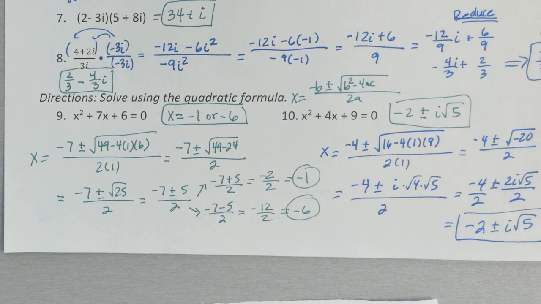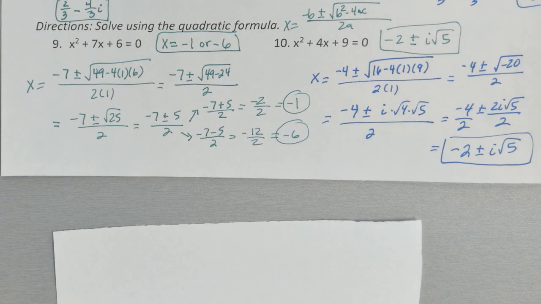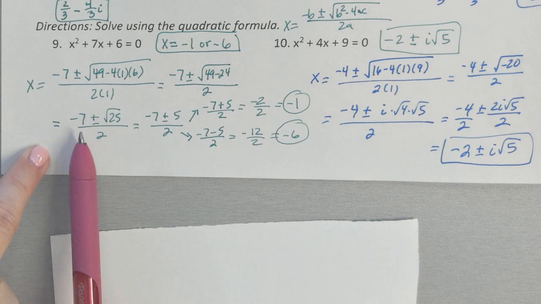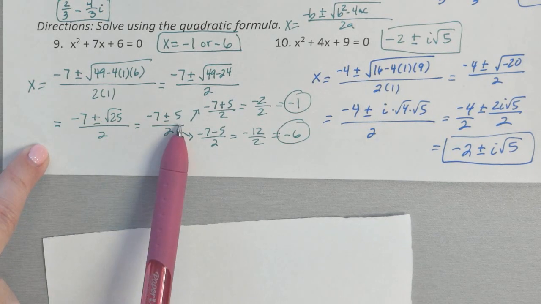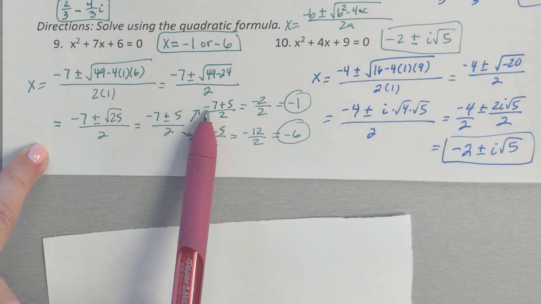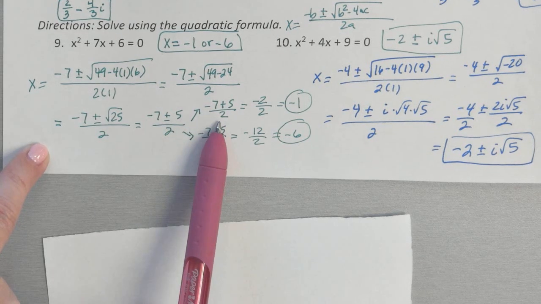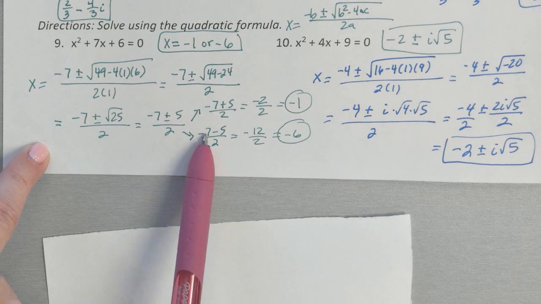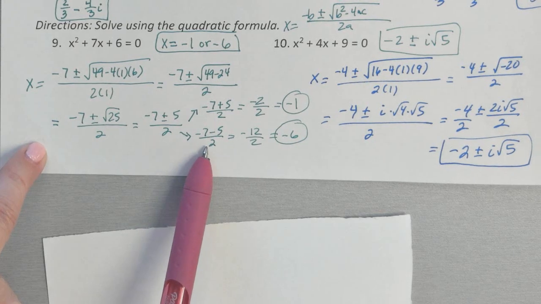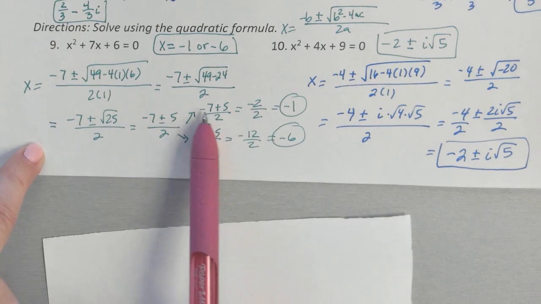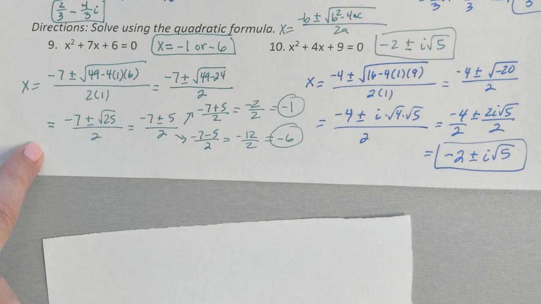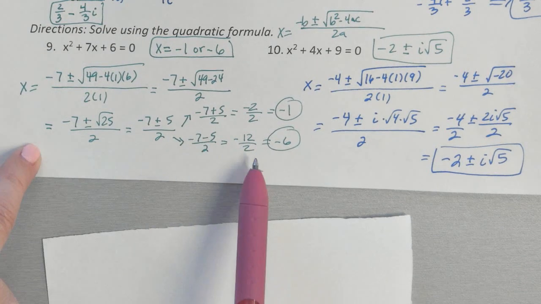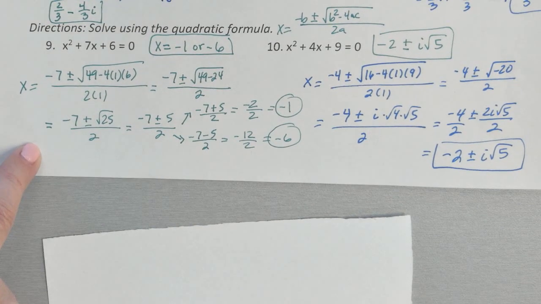And I know sometimes the whole numbers kind of mess people up because you can actually simplify it. So once you get here, negative 7 plus or minus the square root of 25, the square root of 25 is 5. So you can do negative 7 plus 5 and then divide that by 2. And you can do negative 7 minus 5 and divide by 2. Because negative 7 plus 5 is negative 2. When you divide that by 2, you get negative 1. Negative 7 minus 5 is negative 12. Divide that by 2 and you get negative 6.